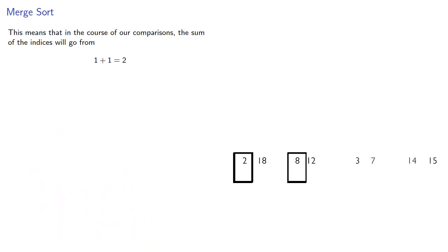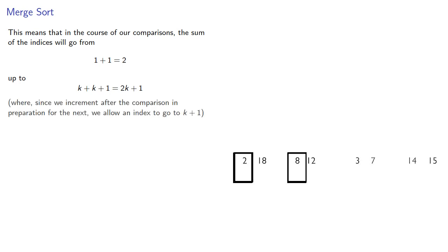This means that in the course of the comparisons, the sum of the indices will go from 1 plus 1, because we're comparing the first elements, that's 2, all the way up to k plus 1, where since we increment after the comparison in preparation for the next, we allow an index to go to k plus 1, even though there isn't actually a k plus first element. And so this means we'll need a total of 2k plus 1 minus 2, or 2k minus 1 comparisons.